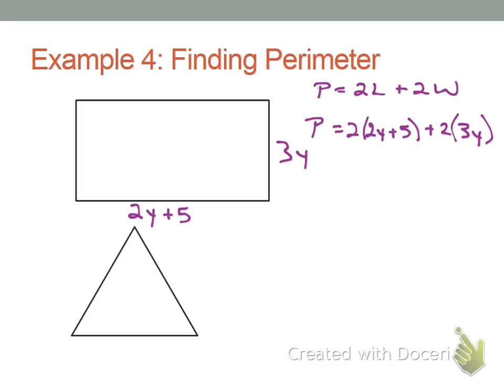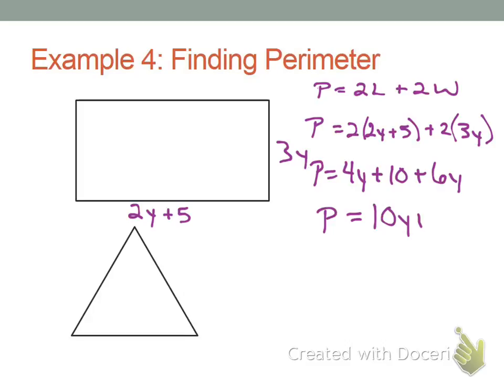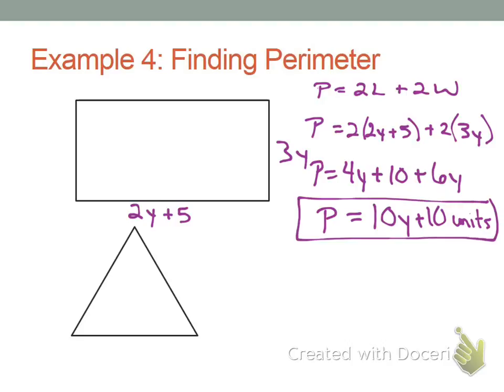All right, now what do you think you need to do? Distribute it out. Okay, so P equals 4y plus 10 plus 6y. So that's my answer? No. Why can't it be my answer? Add the y. I can simplify my like terms. Very good. So when I simplify, yep, 10y plus 10. And I'm just going to label it, it's 10, right? Yeah, units, because I don't know which unit of measurement it was.